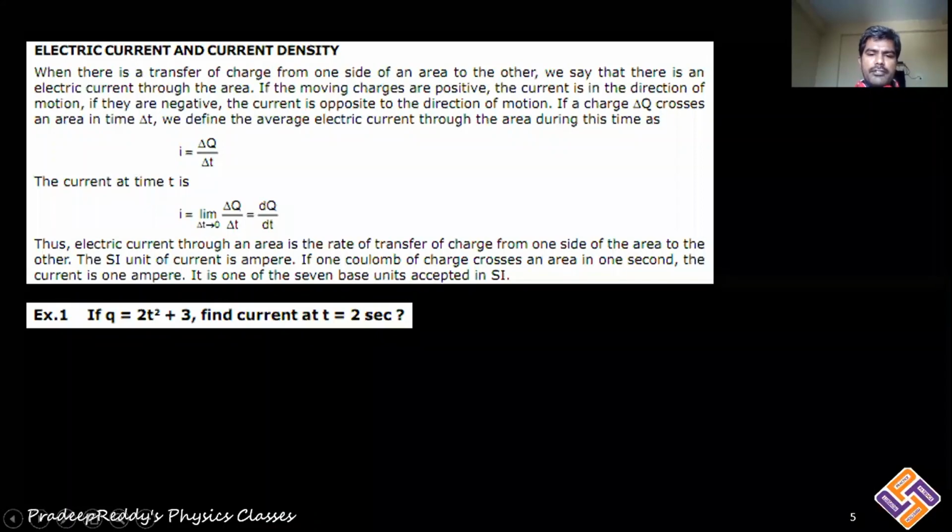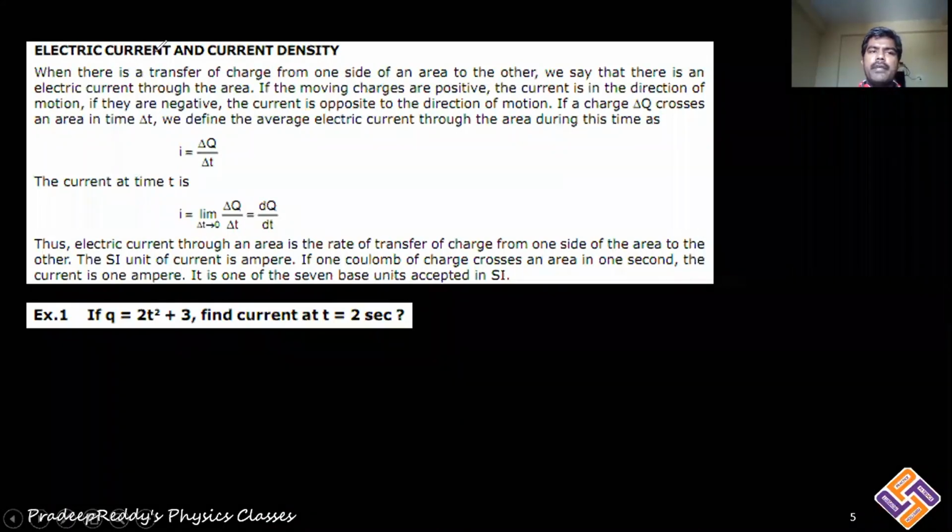Now come to the definition of electric current, which I have already discussed. When there is a transfer of charge from one side of an area to the other, we say that there is an electric current through the area. If the moving charges are positive, current is in the direction of motion. If they are negative, the current is in the opposite direction to the motion.